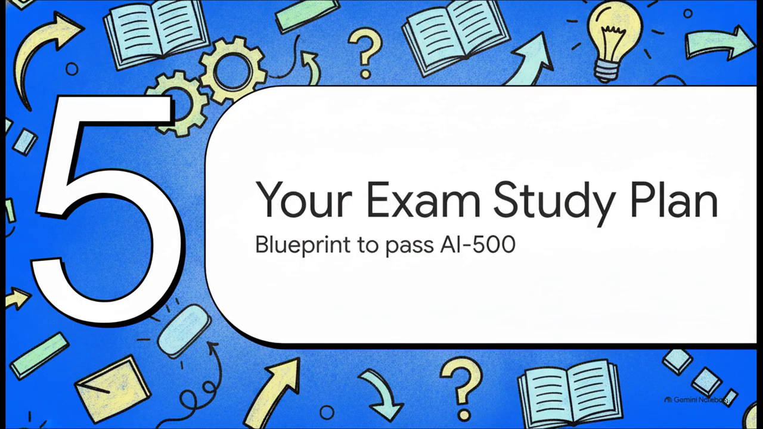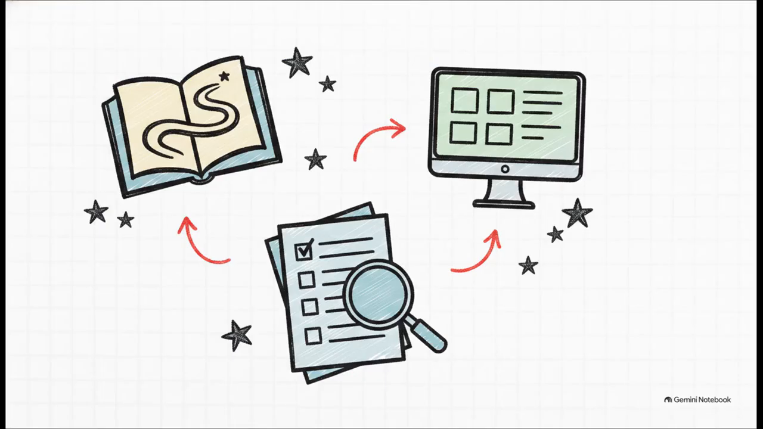And finally, Section 5, your exam study plan. Let's look at a battle-tested blueprint to help you pass. So what should you actually be studying? These 4 are literally the best resources out there right now to prep you for this beta exam's rigorous format. Start with the official Microsoft Learn AI 500 path for your foundation.